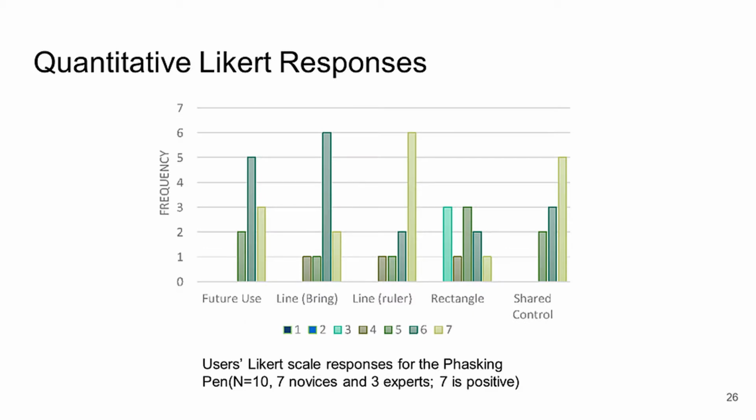After the task, all participants were asked to complete a Likert scale from 1 to 7 on how likely they are to use this system again in the future, and whether they would use this feature again, assuming a more refined version of the tool, for each of the line, rectangle, circle, and shared control. We asked if the movement, speed, and force were appropriate for the users. The participant responses were mostly positive. Participants are positive that the Phasking pen will improve their productivity if the device is smaller and more precise.